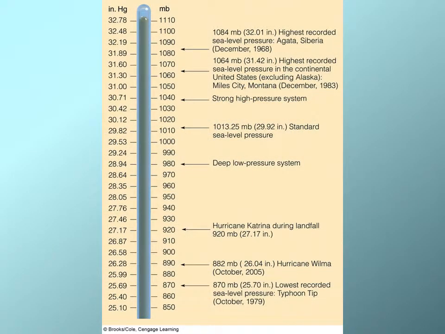In terms of millibar values, as I said before, 1013.25 is average. A typical deep low pressure system is about 980, and a high pressure system is 1040. These are just typical values. So why is that important?